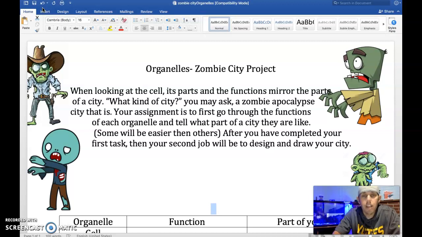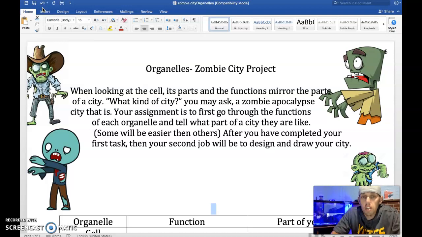Alright, day 5 assignment. Zombie Cell City. When looking at the cell, its parts and the functions mirror the parts of a city. What kind of city, you ask? Well, of course, I'm talking about a zombie apocalypse city.